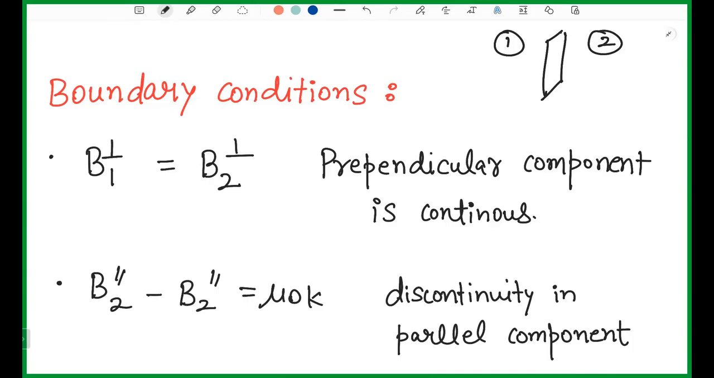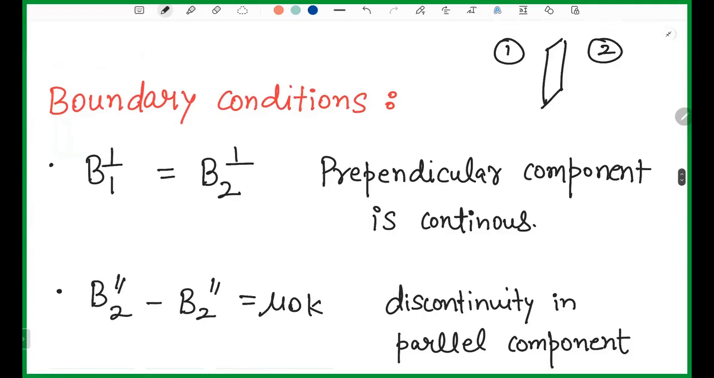So what is the boundary condition for magnetostatics? The perpendicular component of the magnetic field is always continuous. Let's say you have some magnetic field on one side of the interface and another magnetic field on the other side of the interface.